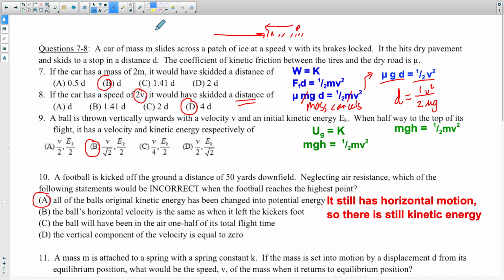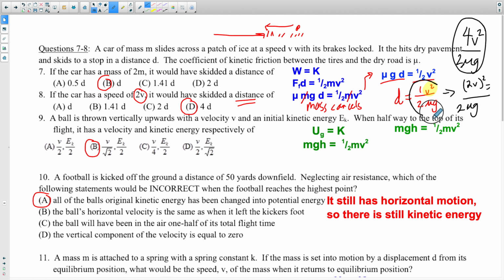Okay, so now let's focus our attention on the velocity. If I double that velocity, what's going to happen to the distance? Now instead of v, I have a 2v over 2 mu g. I'm kind of out of space here, so I'm going to come up here. That's going to give me a 4v squared over 2 mu g. So if I compare my 4v squared to what I had before, it's 4 times greater. So my distance is going to be 4 times greater.